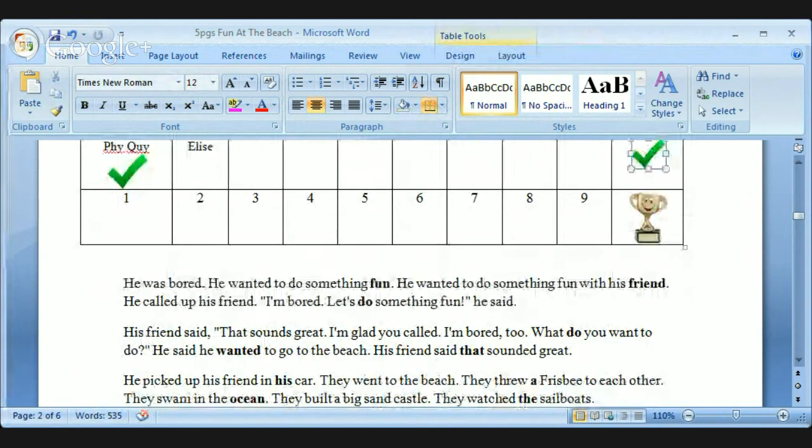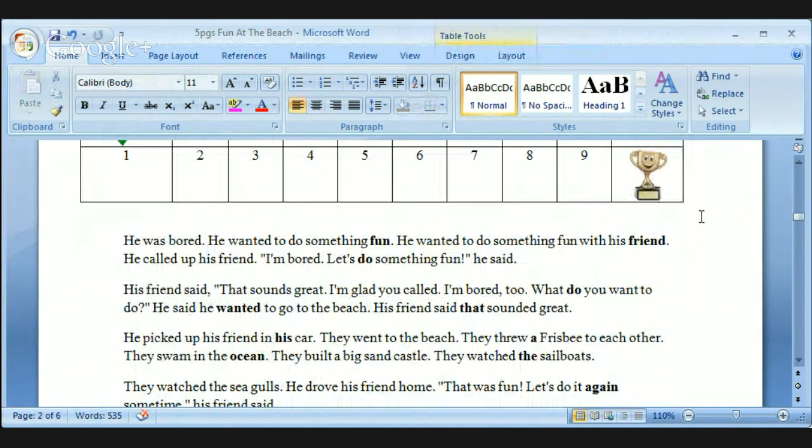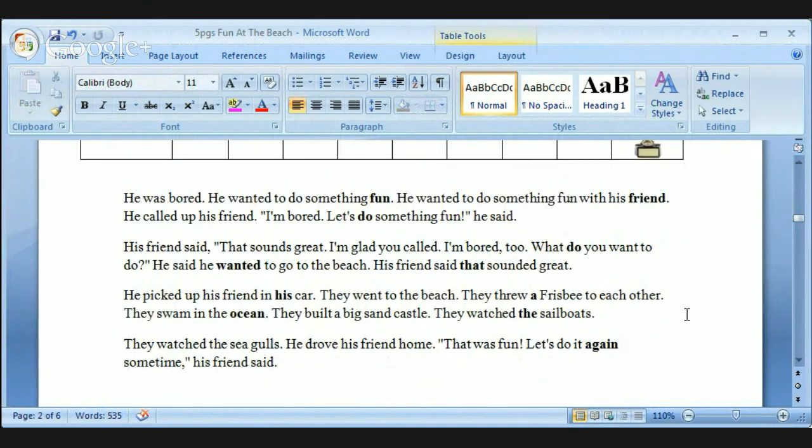He said he wanted to go to the beach. His friend said, That sounded great. He picked up his friend in his car. They went to the beach. They threw a frisbee to each other. They swam in the ocean. They built a big sand castle. They watched the sailboats. They watched the seagulls. He drove his friend home. That was fun. Let's do it again sometime, his friend said.